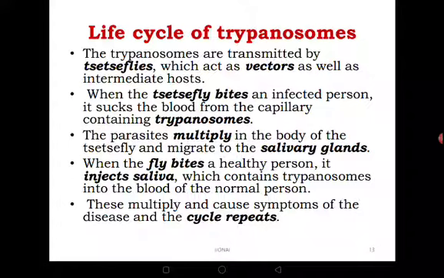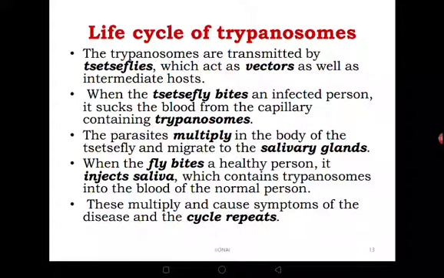To begin with, the trypanosomes are transmitted by sessile. And I have just told you that these are the intermediate what? Hosts. And they act as vectors, of course, by transmitting it. So when a sessile bites an infected person, it sucks blood from the capillaries containing the trypanosomes. The parasites multiply in the body of the sessile and then migrate to its salivary glands.